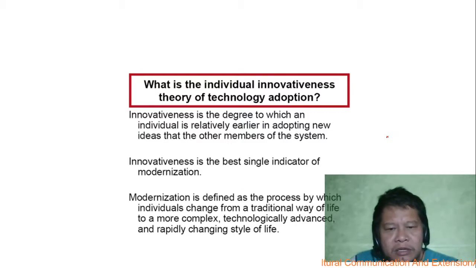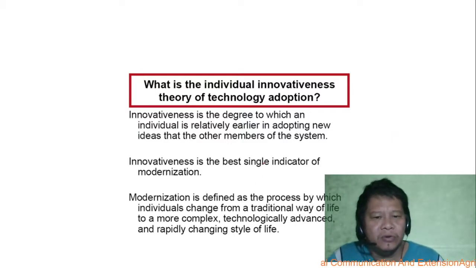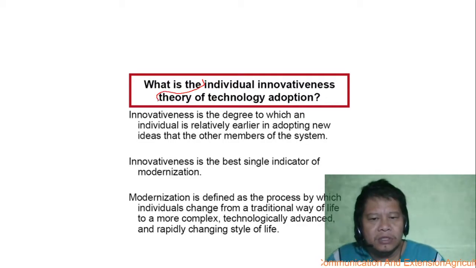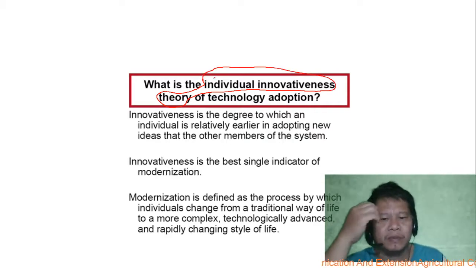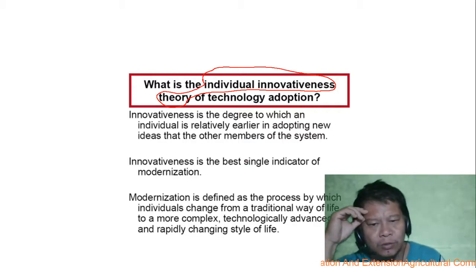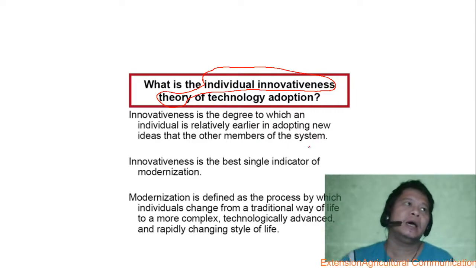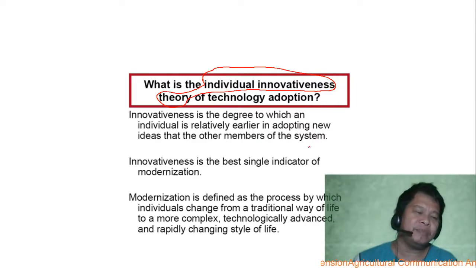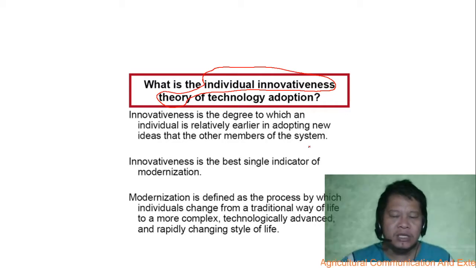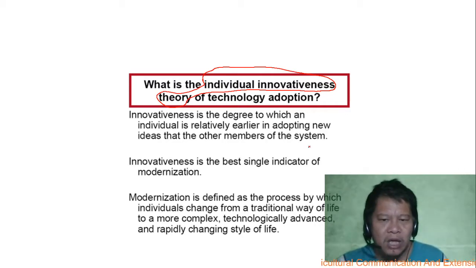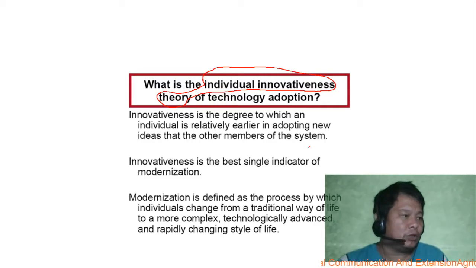So now, there's another theory. What is the individual innovativeness theory of technology adoption? No? So the individual innovativeness theory of technology adoption. Innovativeness is the degree to which an individual is relatively earlier in adopting new ideas than the other members of the system. No? Of course, kung ikaw ang innovator, ikaw ang inventor, ikaw jud ang unang adapter sa imong technology, no? Lisod kayo ikaw nagbuhat na ikaw mismo dili mo adapt, no? So innovativeness is the degree to which an individual is relatively earlier in adopting new ideas than the other members of the system. Katong mga innovative kay mga tao, no?